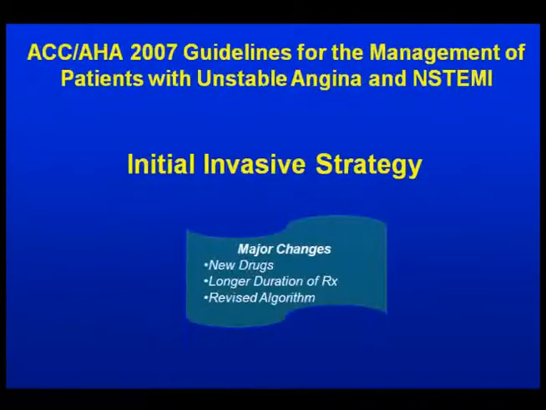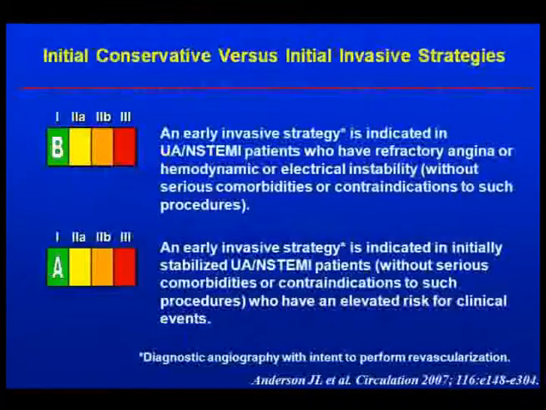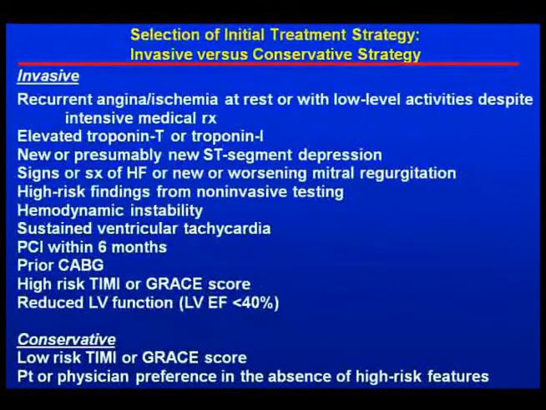So the guidelines in 2007 said that an early invasive strategy is indicated in patients who have refractory angina or hemodynamic or electrical instability. But it's also indicated in initially stabilized patients who have an elevated risk for clinical events. Now, what does that mean? These are the risk factors that would mandate an invasive approach: recurrent ischemia, elevated troponin, new or presumably new ST depression, heart failure, high-risk non-invasive testing, hemodynamic instability, VT, PCI within 6 months, previous bypass surgery.